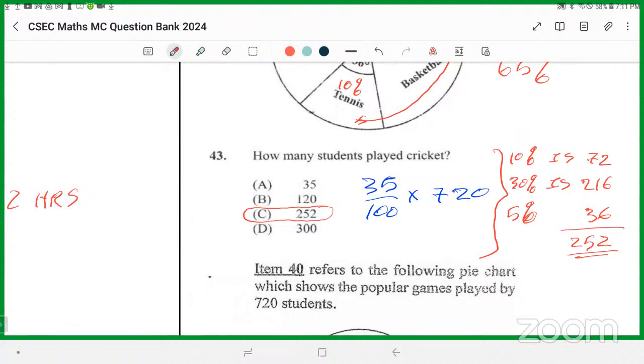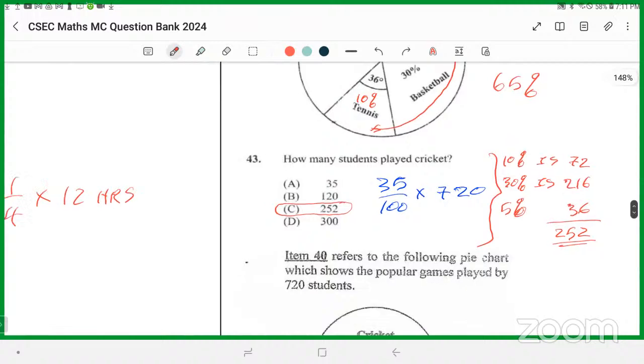Or if you want to calculate it here, it's 35% times 72, or 3.5 times 72. That's what it is. Whichever way you want to do it, that is it, 252.